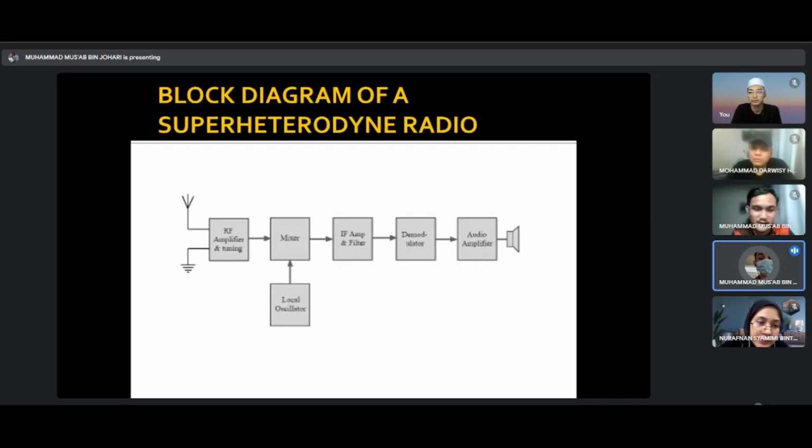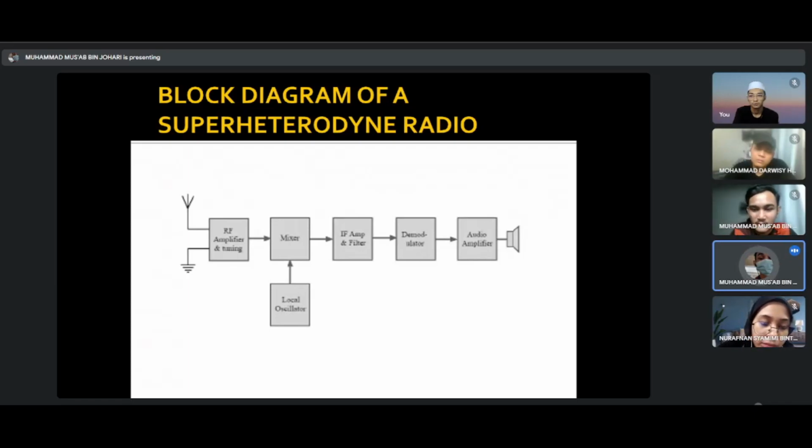Then the intermediate frequency amplifier. The intermediate frequency amplifier will amplify the signal of the intermediate frequency, so we can increase the selectivity, sensitivity, and fidelity.